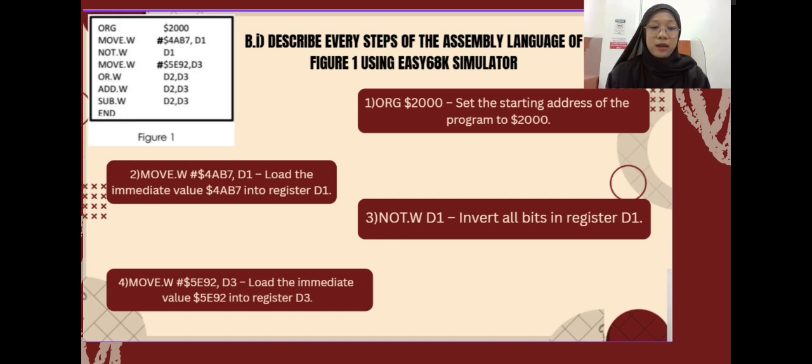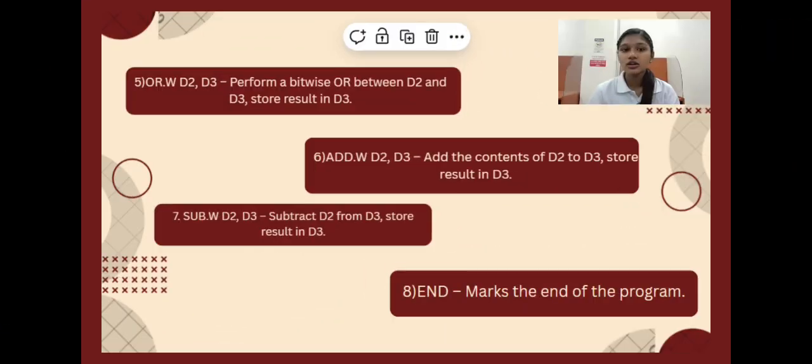And for the fourth, MOVE.W #$5E92,D3 loads the immediate value $5E92 into register D3. Fifth, OR.W D2,D3 performs a bitwise OR between D2 and D3, storing the result in D3. Number 6, ADD.W D2,D3 adds the contents of D2 to D3, storing the result in D3. Number 7, SUB.W D2,D3 subtracts D2 from D3 and stores the result in D3. 8, END marks the end of the program.